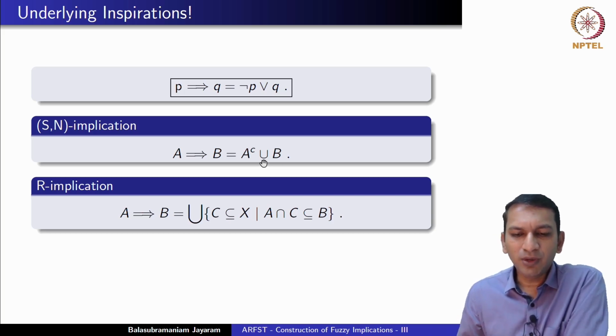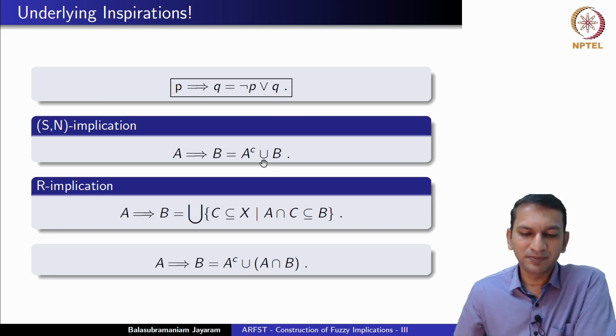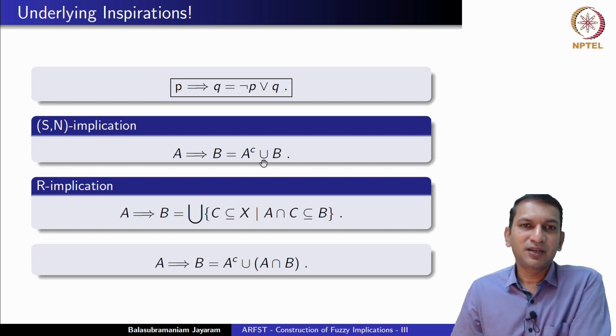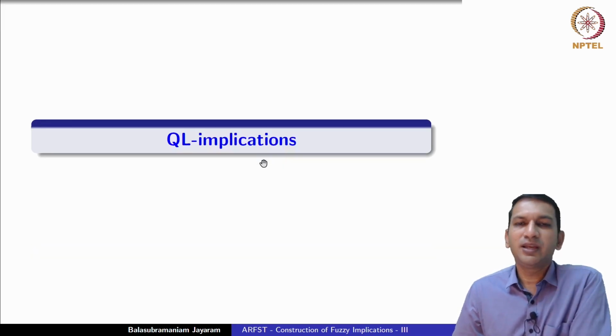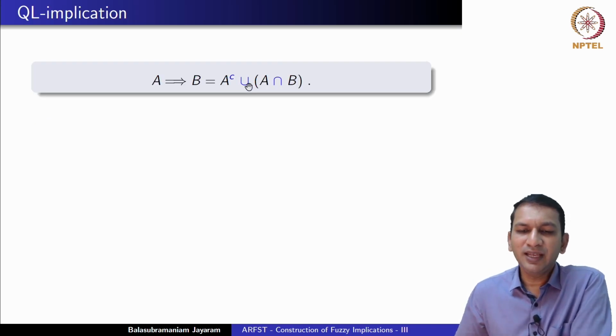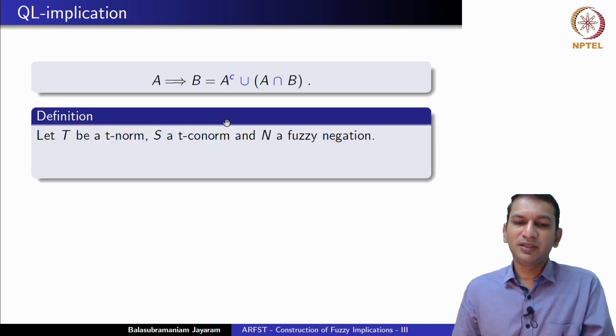Looking at this formula, it can also be equivalently written like this, as A complement union A intersection B. Now, this formed the inspiration for yet another class of implications, at least in the fuzzy logic framework. It is called the QL implication. Of course, these are generalizations coming from implications which are used in quantum logic. So now you see here, there are three different operations involved: the complement, union, and the intersection, which are typically generalized in the form of negation, T conorm, and a T norm respectively.